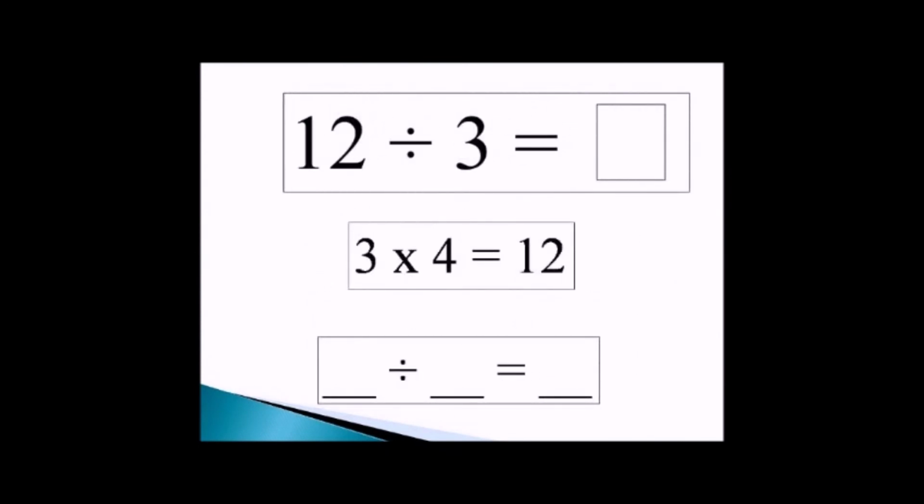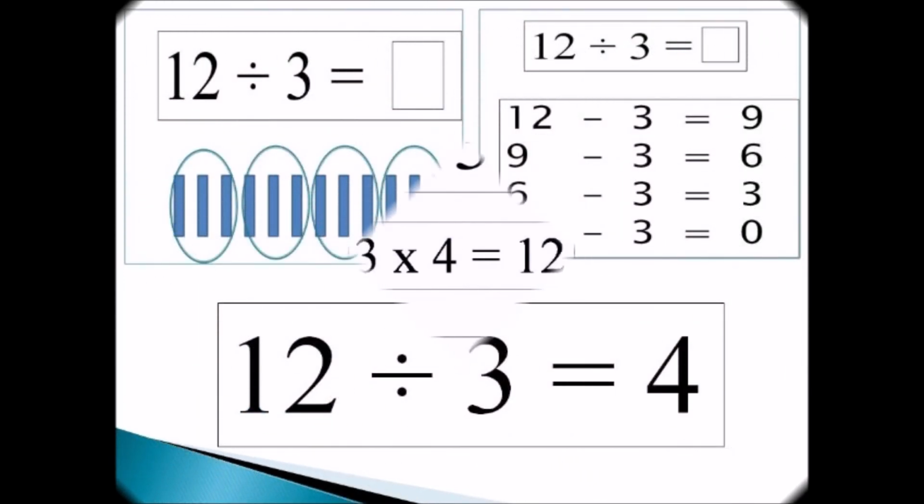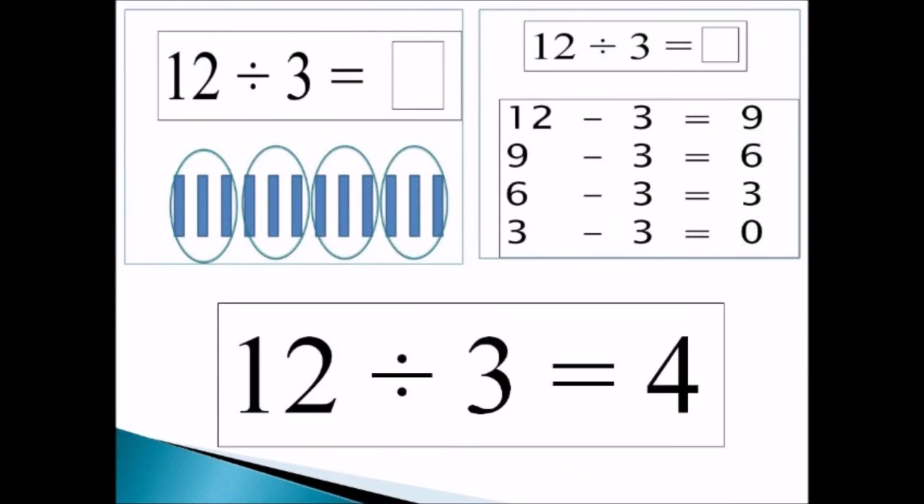Then your tables. So 3 times 4 is 12. So how do we get the answer for 12 divided by 3? Knowing that 3 times 4 is 12. Do that for me, guys. Give me an answer. Let's see if you can get it correct. And here we go. Yes, 12 divided by 3 is 4.